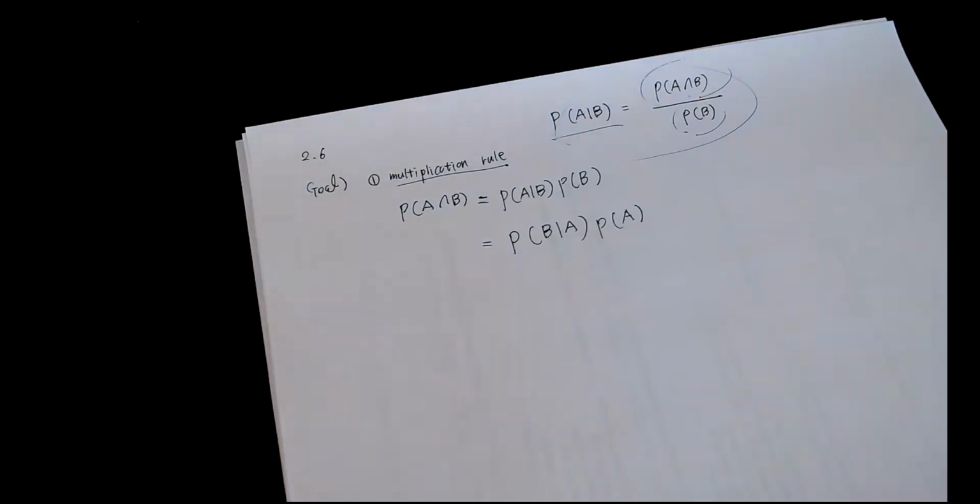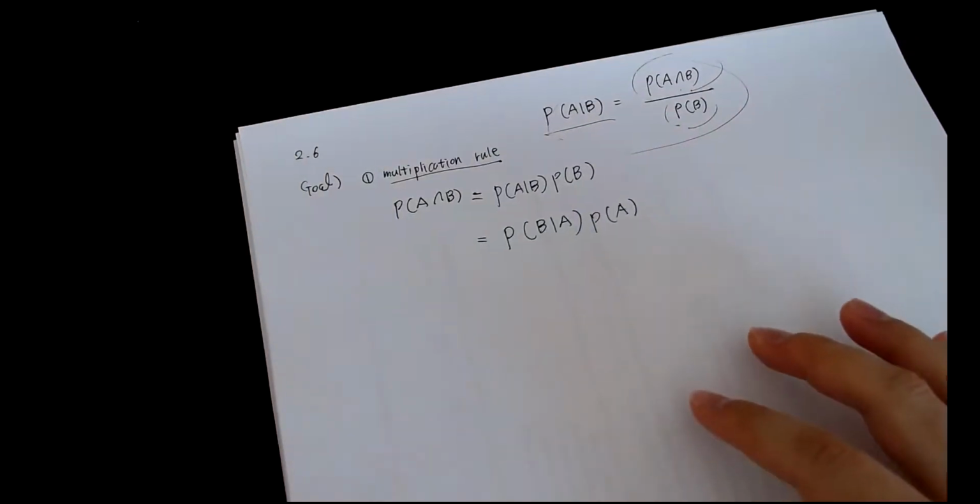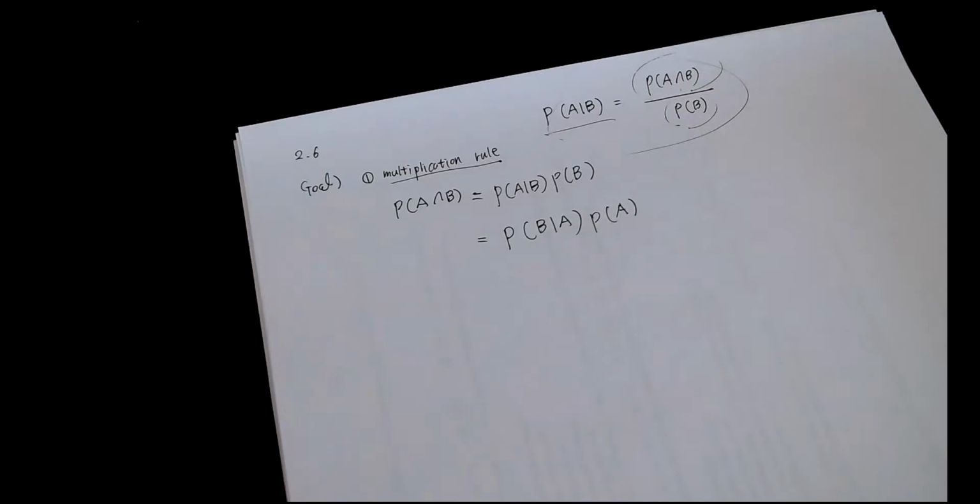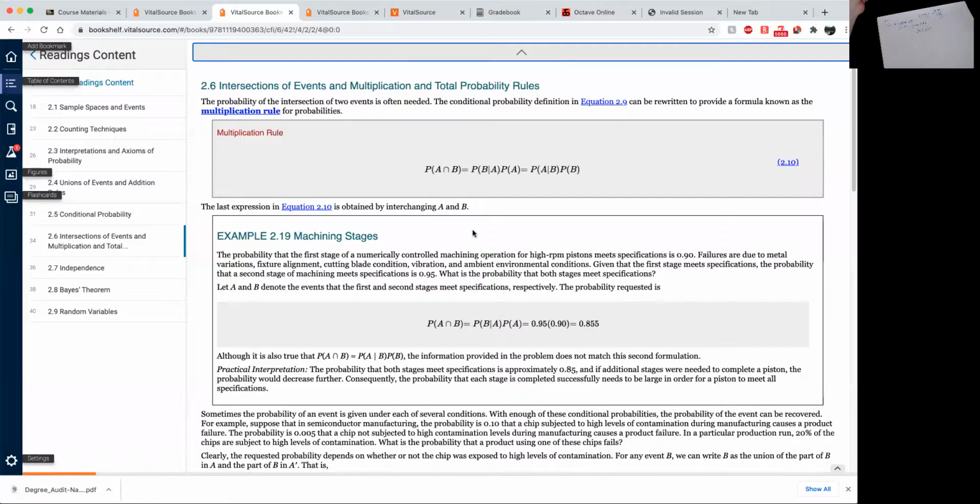So let's see example 2.19. The probability that the first stage of a numerically controlled machining operation for high RPM pistons meets the specification is 0.9. In the first sentence, the problem gives us the information about this probability.